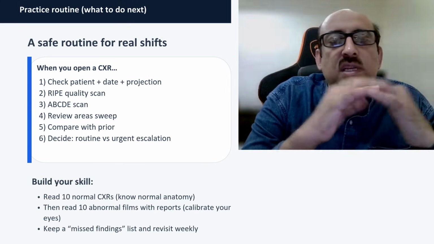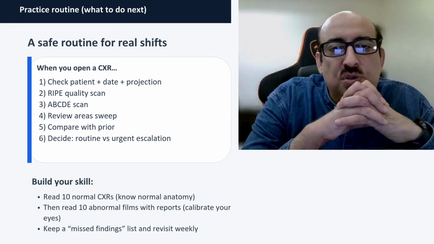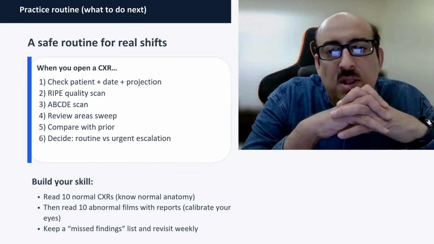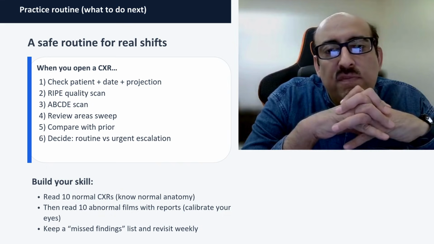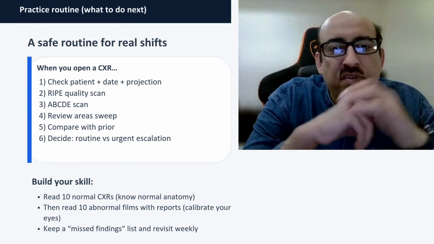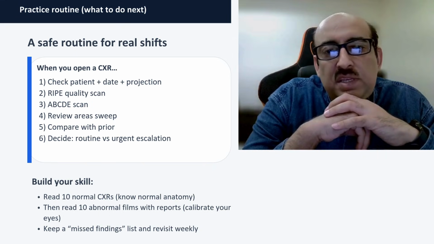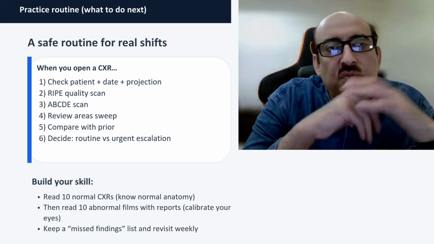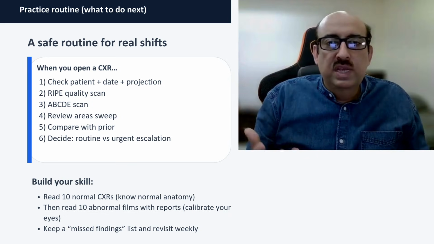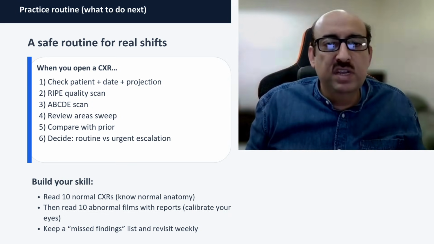How to build your skills, especially for medical students and junior doctors. Read at least 10 normal chest x-rays, know the pattern, know the normal anatomy, and then look at abnormal films with reports. Calibrate your eyes and try to look at the pattern recognition. That's important. And keep a missed finding list and revisit it weekly. So just keep refreshing your knowledge. The more you see, the more you learn, and it just becomes pattern recognition.